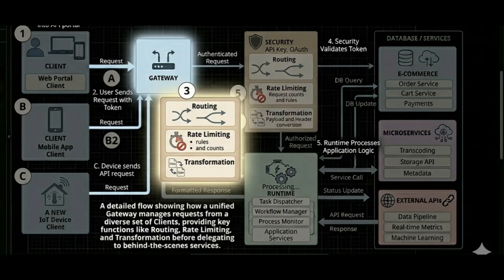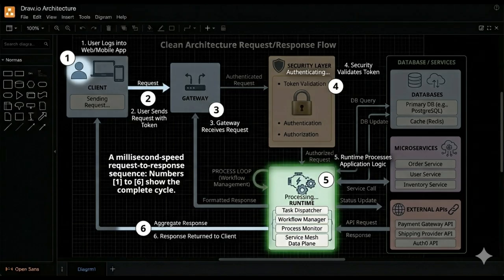Let's zoom into the runtime. Once the request passes through the gateway, it reaches the runtime, the place where the actual work happens. If the gateway is the entry gate, then the runtime is the engine of execution. This is where business logic lives. The runtime is responsible for executing application logic, calling multiple services, fetching and processing the data, and returning the final response.